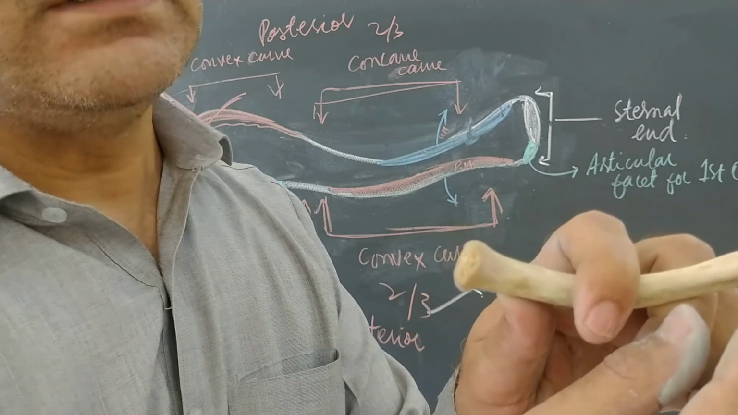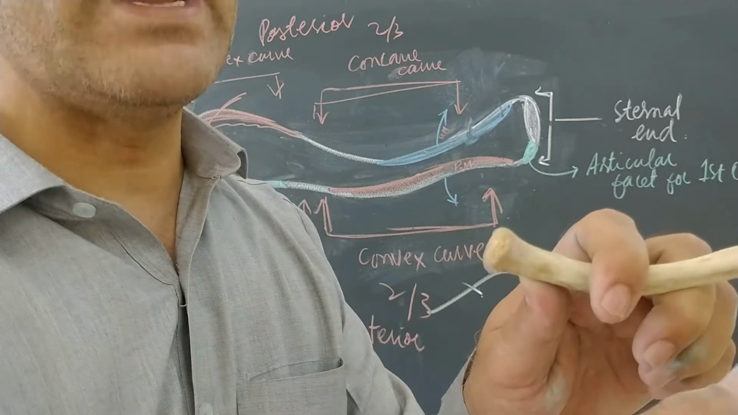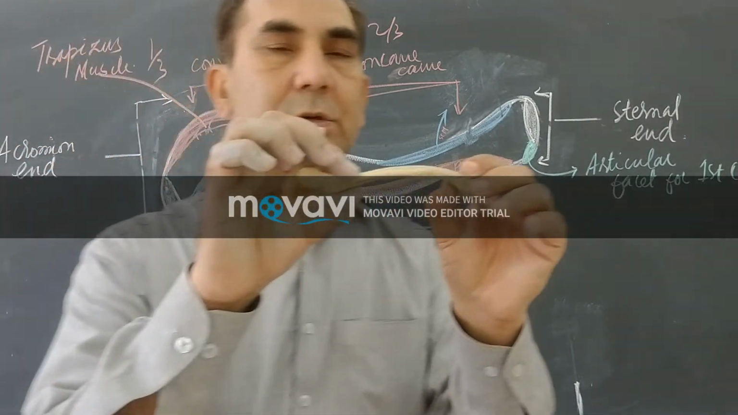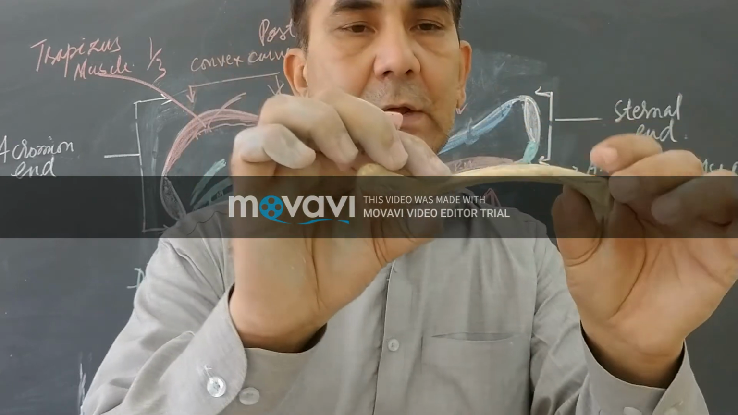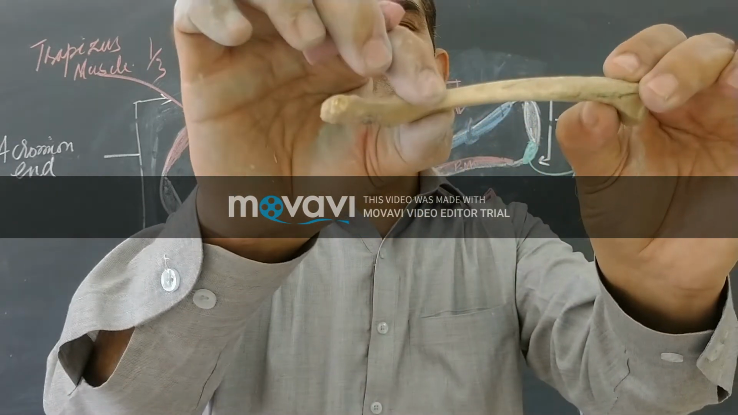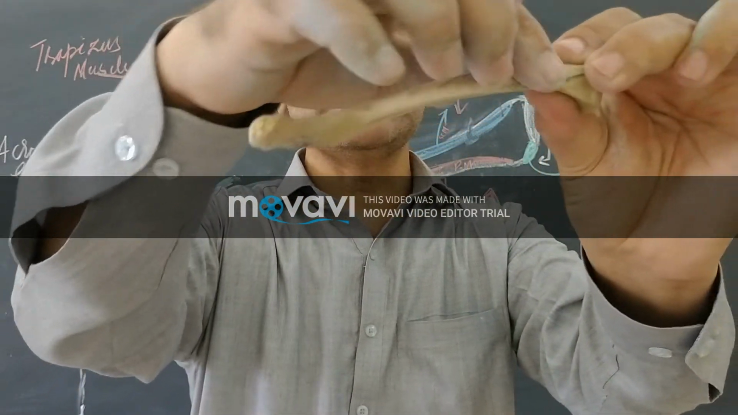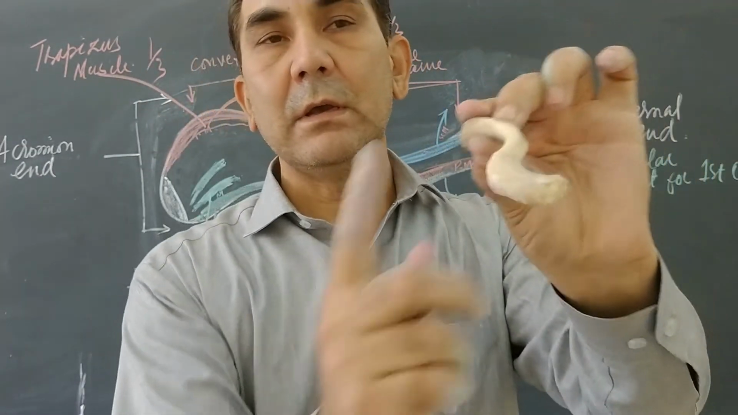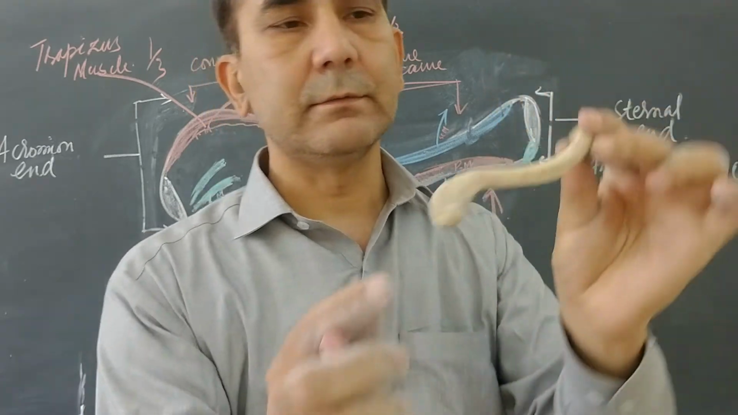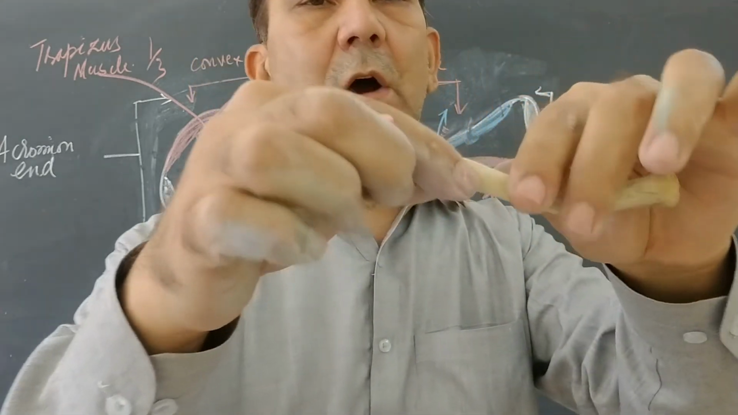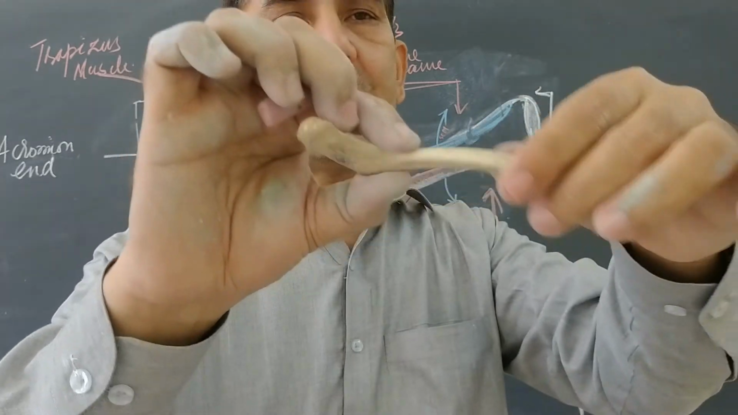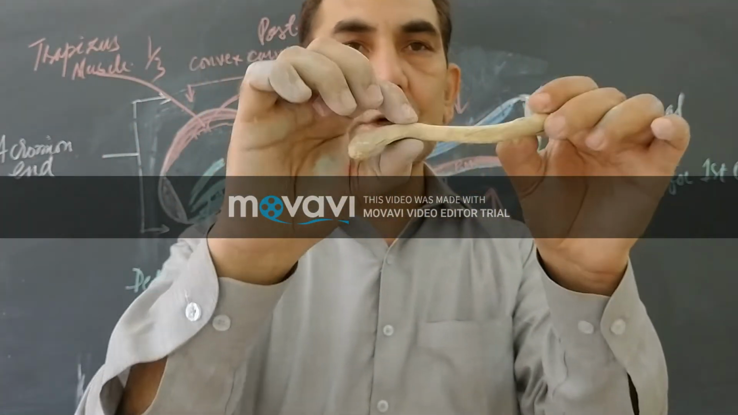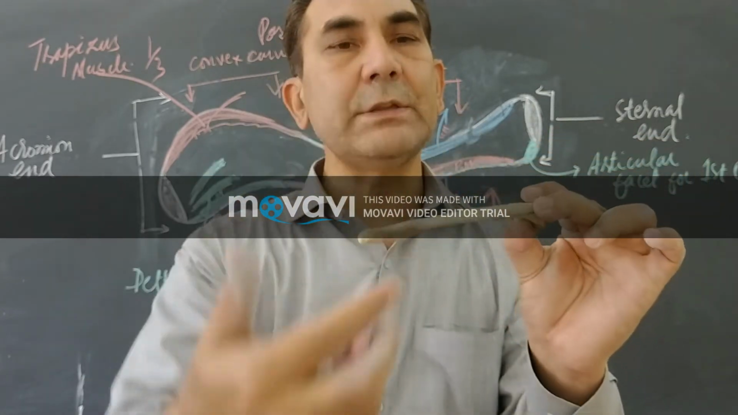This conoid tubercle is for the attachment of the conoid ligament. If you come to the shaft, in the two-thirds portion of the shaft of the clavicle, from the anterior side it is convex in shape, and from the posterior side it is a concave curve. So it is mostly rounded and cylindrical in shape.